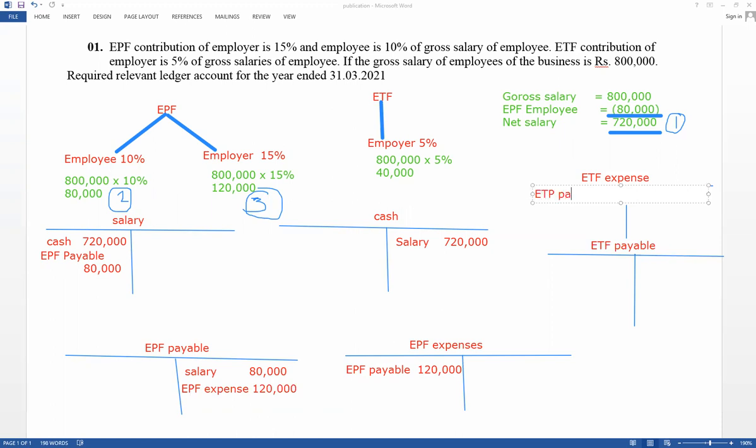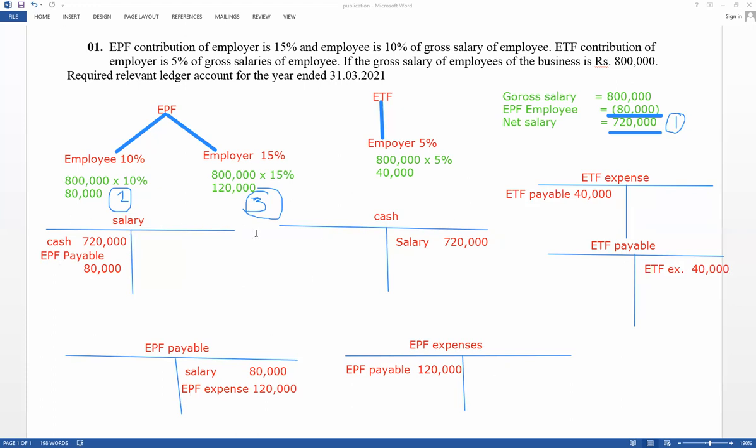Name of other ledger accounts, ETF payable. Think ETF expense account debit value equal 40,000, and ETF payable account credit as ETF expense, value equal 40,000. Therefore, this is the way you have to record EPF and ETF.